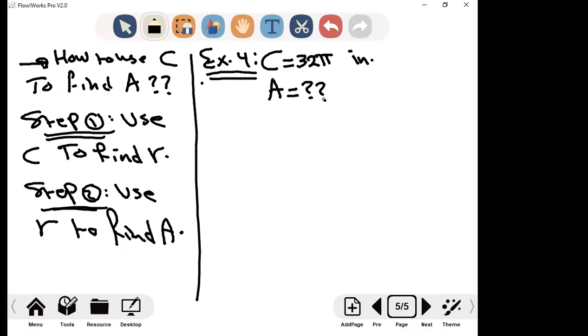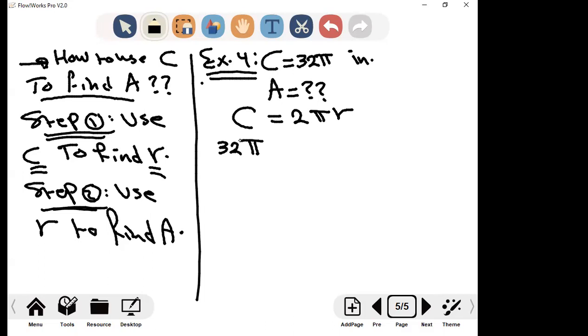How to use the circumference to find the area. Step 1: use the circumference to find r. Give me the formula which connects between the r and the circumference. C equals 2 pi r. Write it. Now in place of C, what I will replace it by? Not 32, it is 32 pi.